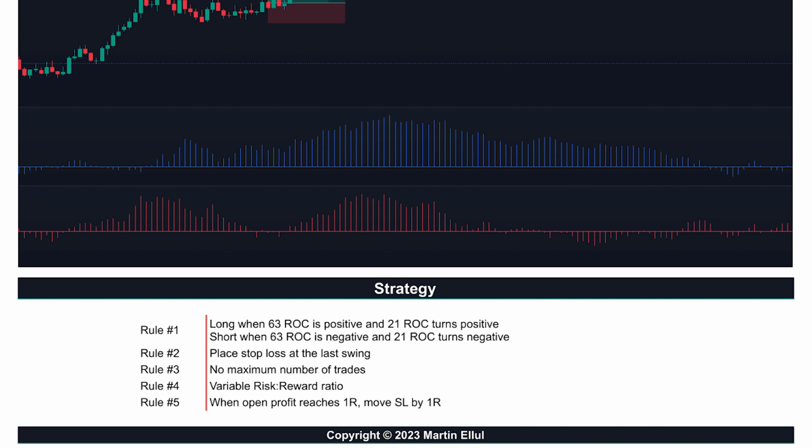We place the stop loss at the last swing. We don't have a maximum number of trades that we can have at any given time, and we will have a fixed risk to reward ratio of 1 to 2. However, it will also be a trailing stop loss, which means that when the open profit reaches 1R, we move the stop loss by 1R in the direction of the trade.